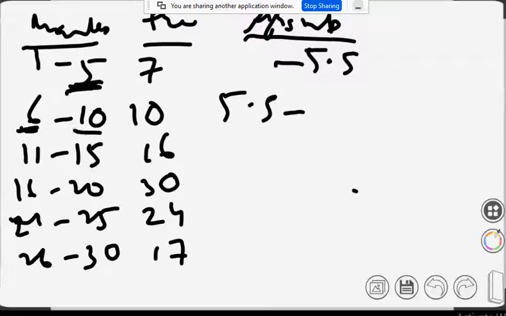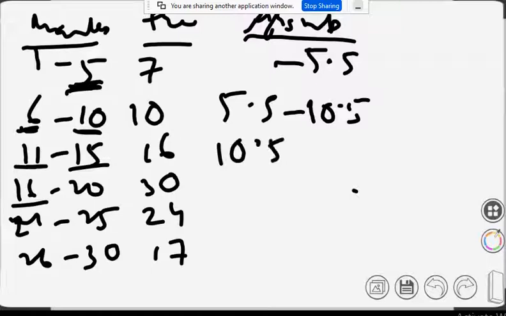Then 10 and 11, the average is 10.5, so the next group will start from 10.5. Then 15.5. This way you can make it continuous. So this will be starting from 0.5.